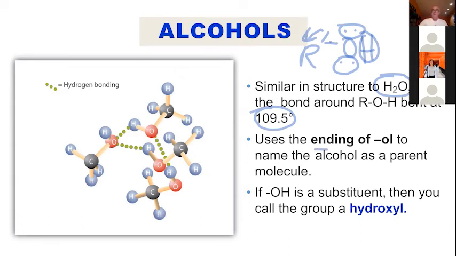So we give it the ending -ol, and then name the parent molecule with however many consecutive carbons, just like we did with alkenes and alkynes and alkanes. And if it's a substituent, then we just call that group a hydroxyl. In chemistry, we call that a hydroxyl group.